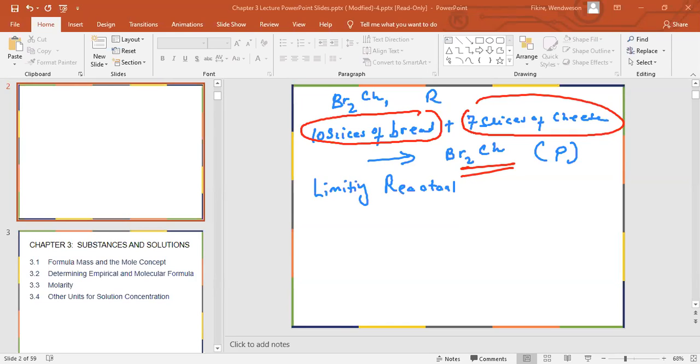I have given you examples related to limiting reactant problems, so please focus on those examples. The key part in the limiting reactant problem is to identify which one is the limiting value and which one is the excess value. That's very important. Once you determine that, it helps us determine the amount of product.